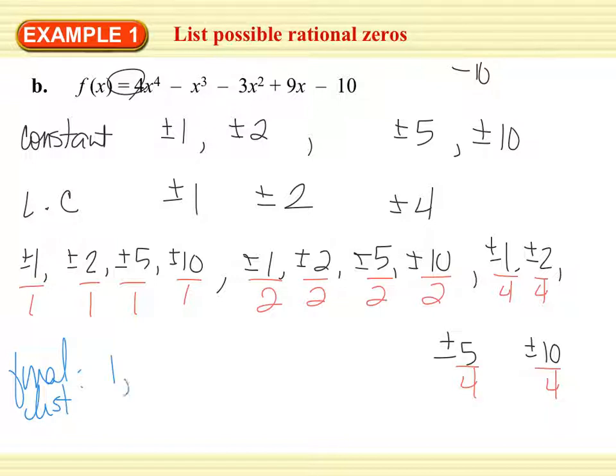I've got 1, and what else gives me 1? That gives me a 1, and that's it. So plus or minus 1, plus or minus 2, that one. I think that's it. I really should be doing these greatest to smallest, but that's okay. Plus or minus 5, that one right there. Cool. Plus or minus 10.